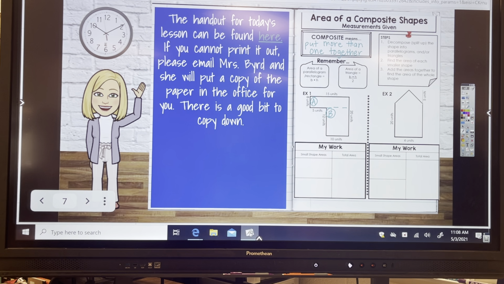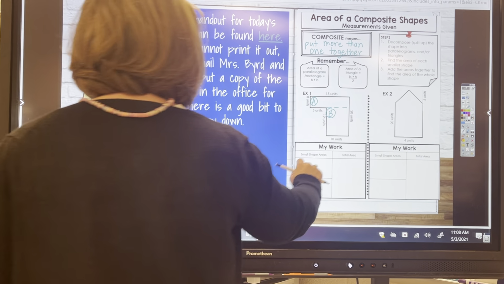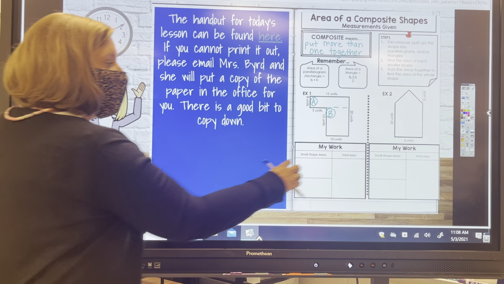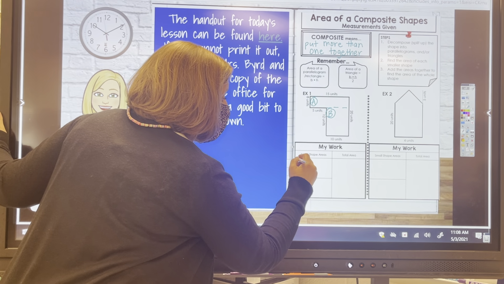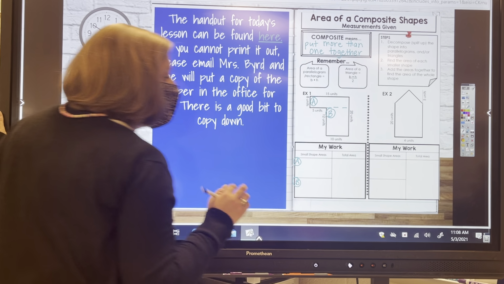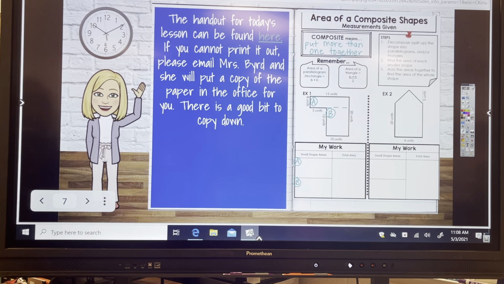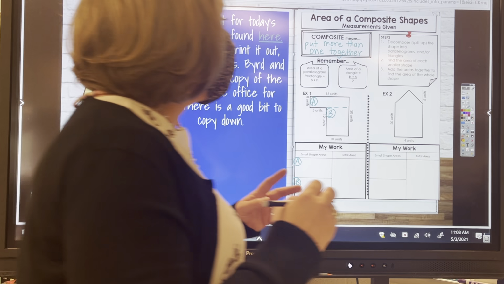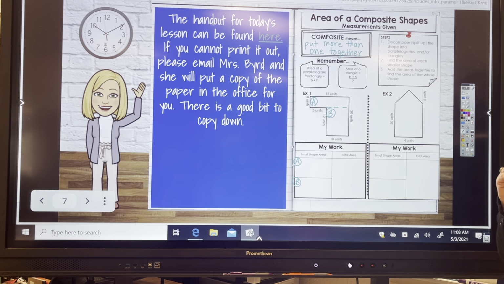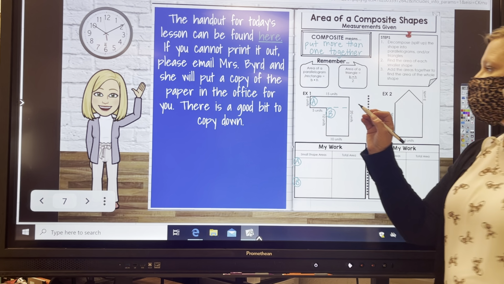A and B. Now, down here at the bottom, you see it's got my work, and it's got the small shape areas part and the total area. So I'm going to put an A right here and a B right here to know which shape we're working on when we're figuring out the area of each of the smaller shapes, okay? So let's look at A. What's the formula for the area of a rectangle? Base times height.